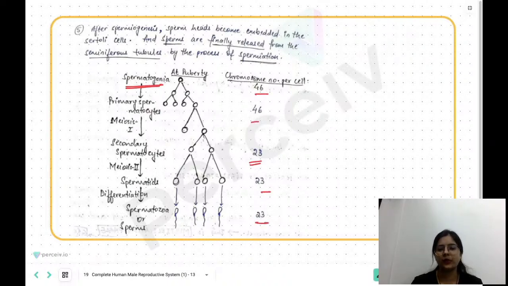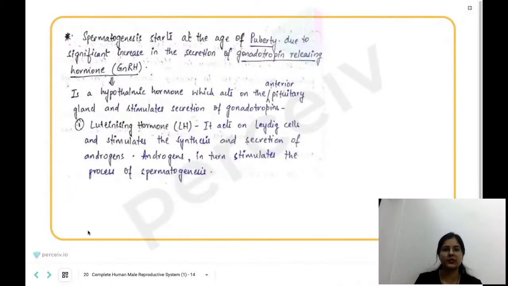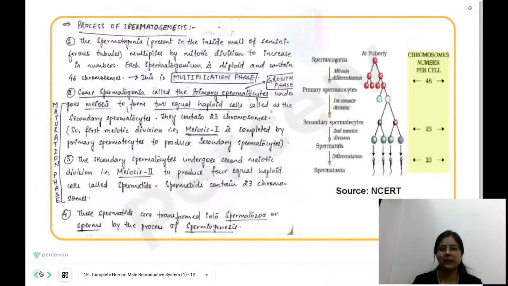This is very important from your NEET point of view, because यही से questions target होते हैं. We will be discussing the questions as well at the end of this session. Okay. Yes.